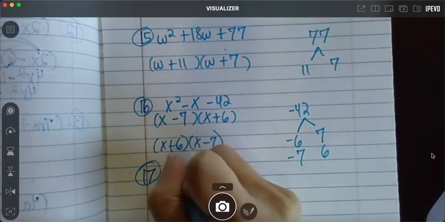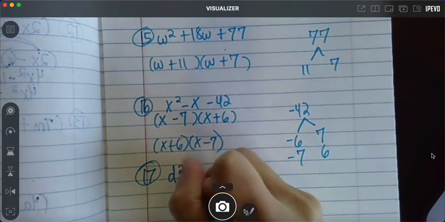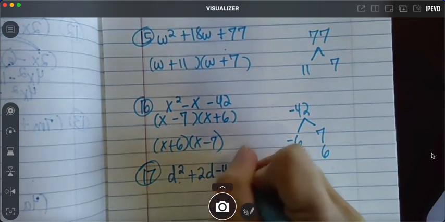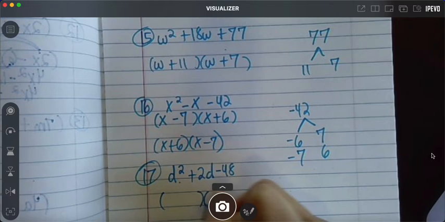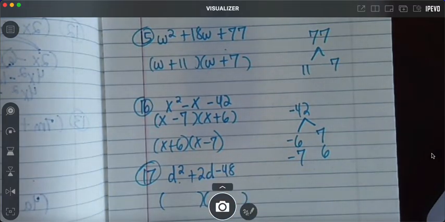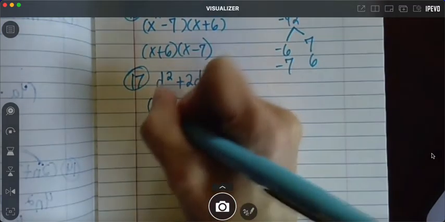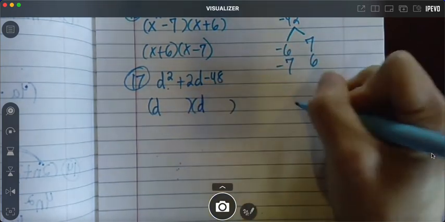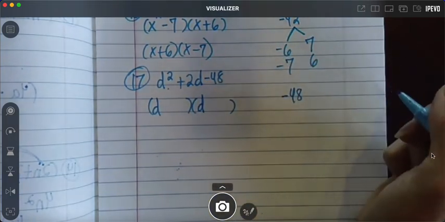17. D squared plus 2D minus 48. So, two parentheses, there's no number out front. What goes in the front of those? D and D. And I'm going to find what times what is a negative 48?